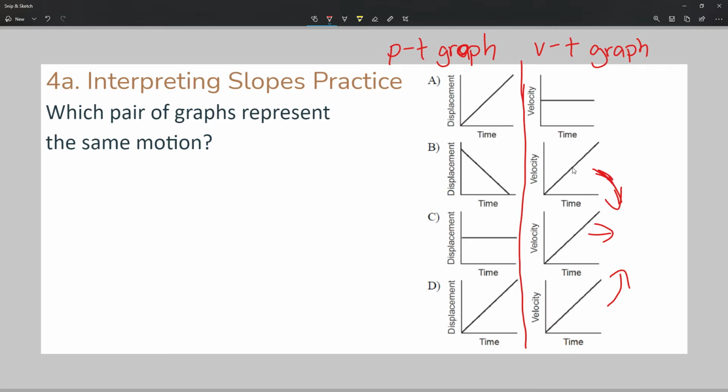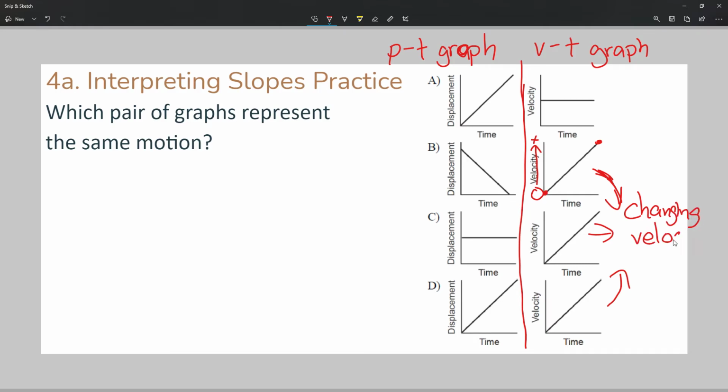Let's take a look at our VT graph. Let's take a look at what this is saying. Well, it looks like our velocity is, well, we're definitely increasing, right? So this is a positive number, so it's going upward. So our velocity is increasing. So our velocity is changing.